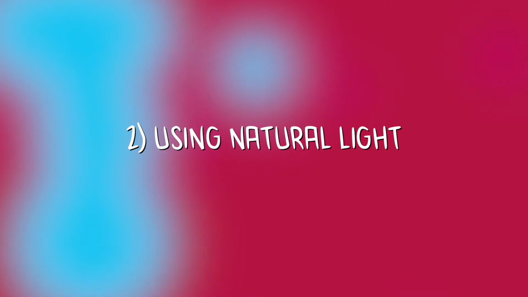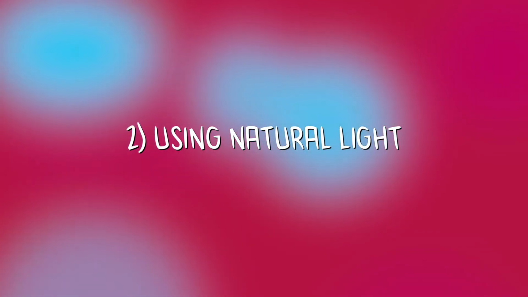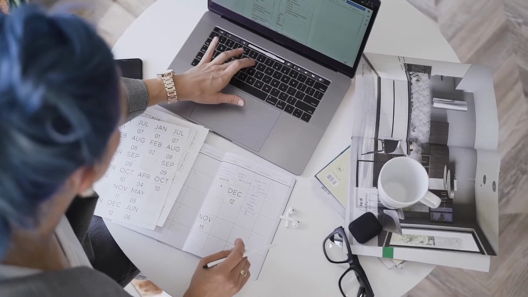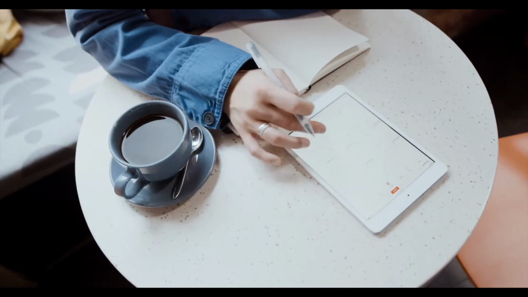Second tip is using natural light. This tip is more of a broad approach than a specific technique, but it will still improve the look of your films and can also allow for a quicker turnaround for shooting scenes. And all you need is some location scouting and some mindful scheduling beforehand.